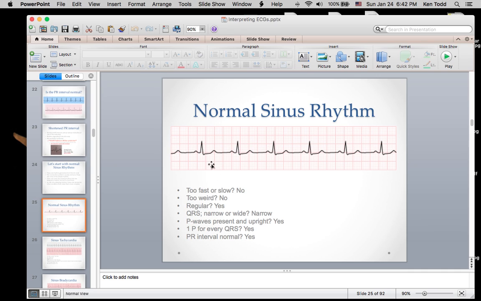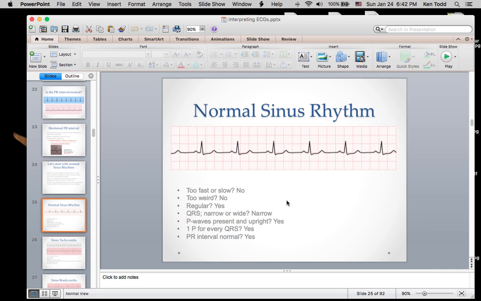QRS is narrow. P waves are present and upright. And I have one P wave for every QRS complex. And no changes in my PR interval. It's still between 0.12 and 0.2 seconds. That is a normal sinus rhythm all the time, every time.